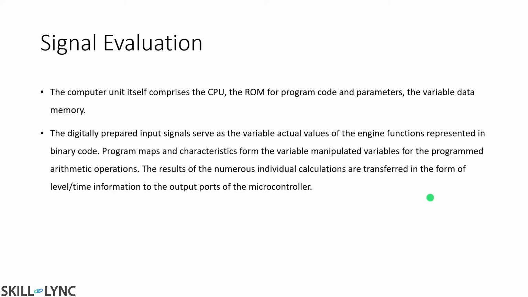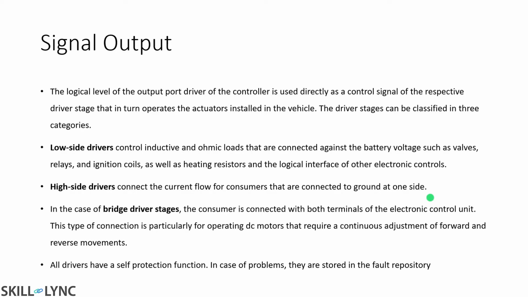So after the signal has been evaluated and a decision has been made, we then want to send this signal to the actuator. We want to tell the actuator what it has to do. We can do this in two different ways, called the low side driver and the high side driver. Essentially, we're just going to be controlling the actuator by means of a switch. We're either going to give the actuator power, or we're going to take the power off the actuator. This is going to ensure that the actuator either runs or it doesn't run.